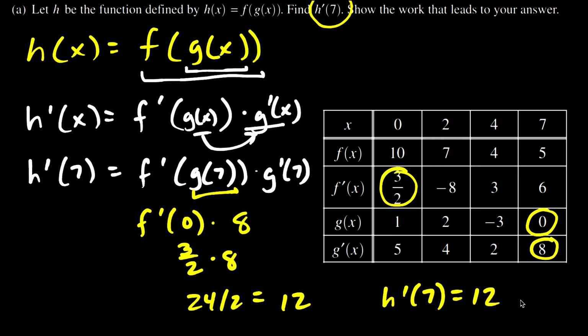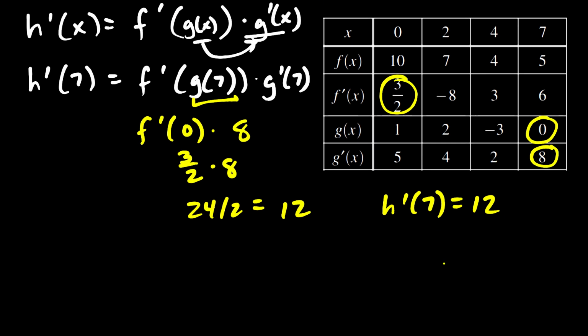Now, some other questions they may ask you, they may say at 7, is it increasing or decreasing? So we have to know if h prime is positive, it's increasing. If it's negative, it's decreasing. If something's a min or a max, we would need to know whether that first derivative is 0 or undefined, and then we'd have to look at the second derivative. All right, on to question B.